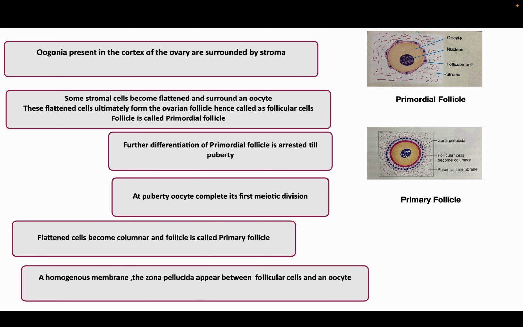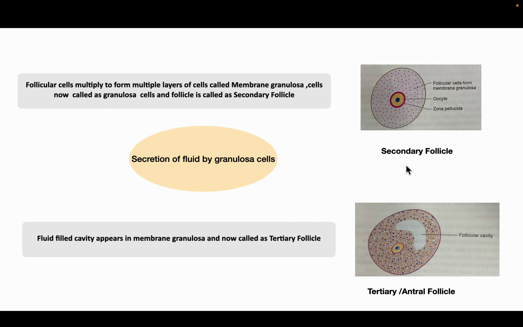Now, in the development of the follicle, the primordial follicle is formed, then the primary follicle is formed. I have discussed this in my previous lectures, so you can go through that. What is happening in the primordial follicle? The stromal cells are flattened because they are going to form the follicle. We call those stromal cells follicular cells. In the primary follicle, they become cuboidal, and the zona pellucida appears.